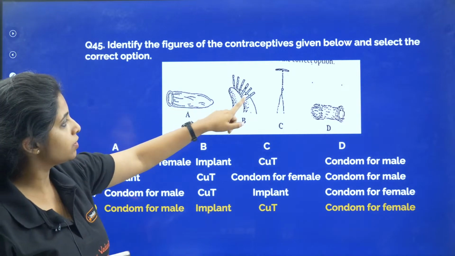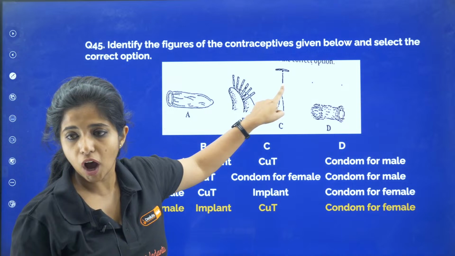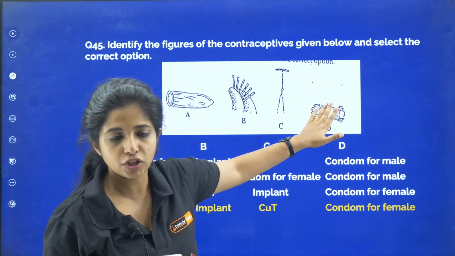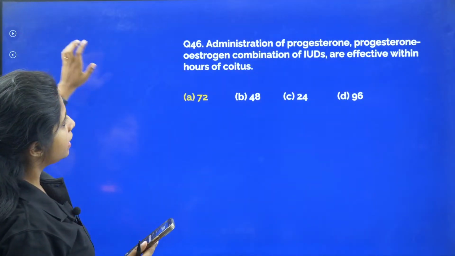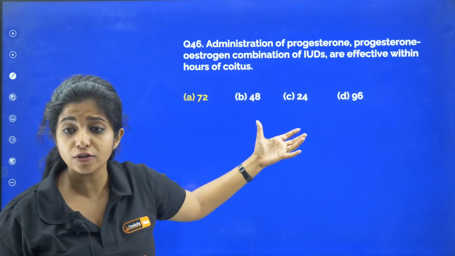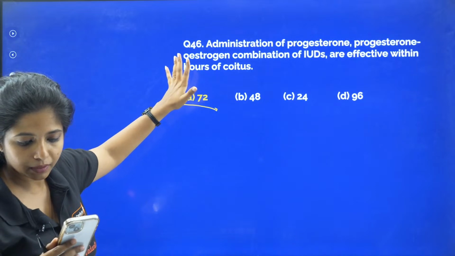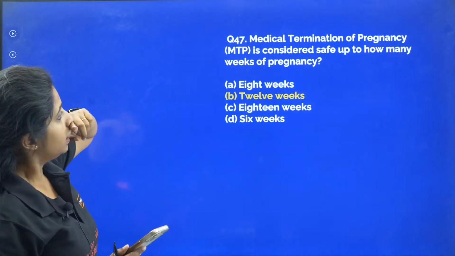And what is this? This is a condom. This is an implant. You put it on the skin and it releases the hormones. What is this? This is copper T, and this is the female condom. Now, administration of progesterone and estrogen combination or IUD is effective within how many hours of coitus? Within 72 hours of coitus you have to put it, otherwise it won't work. Cool. Next thing, very important.